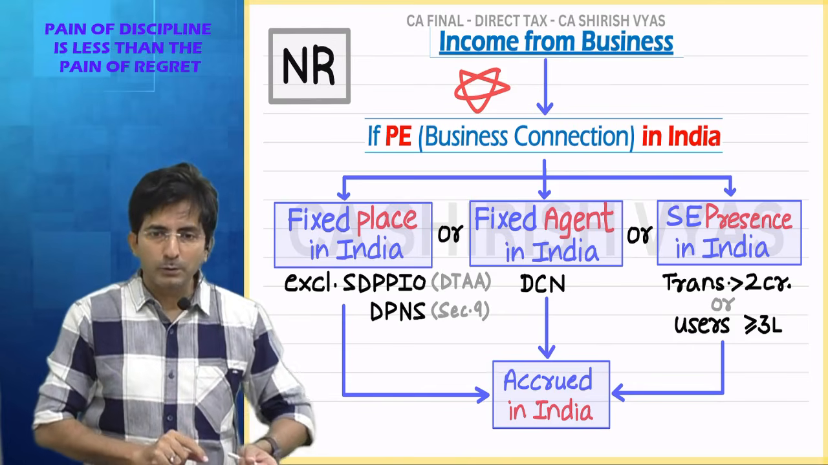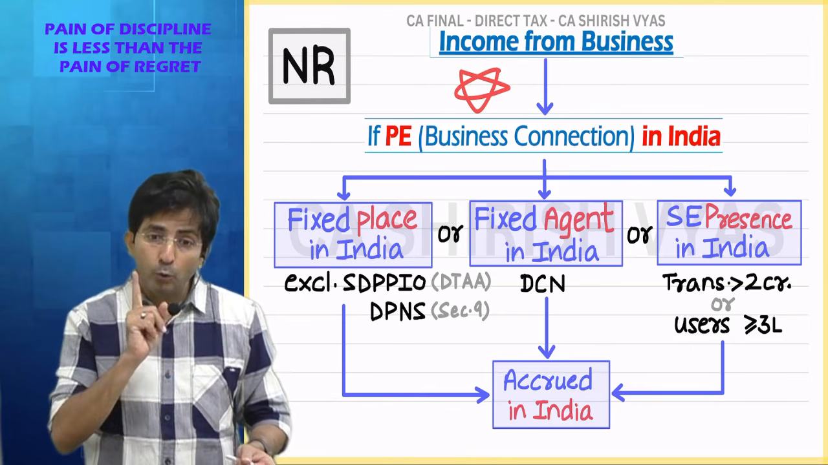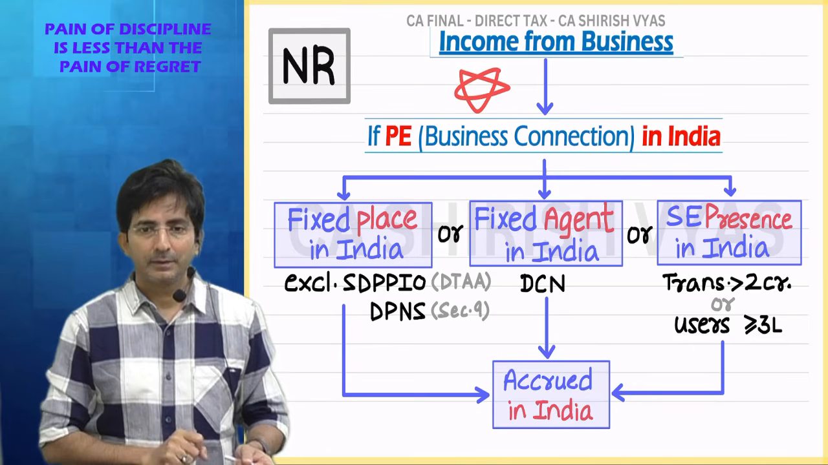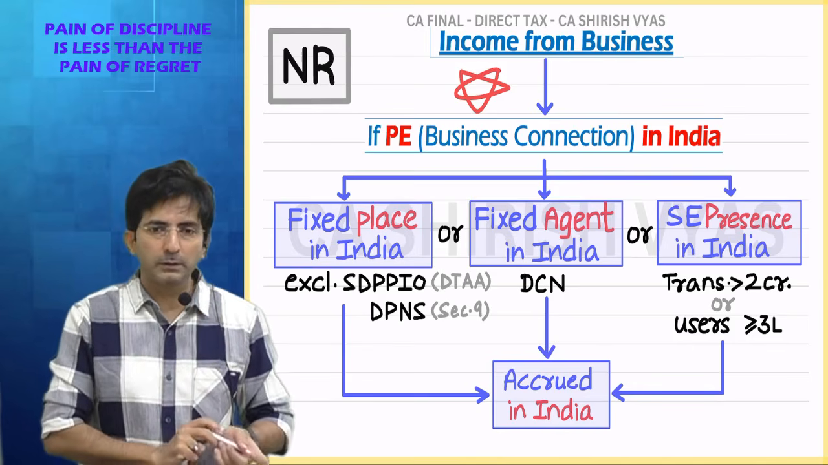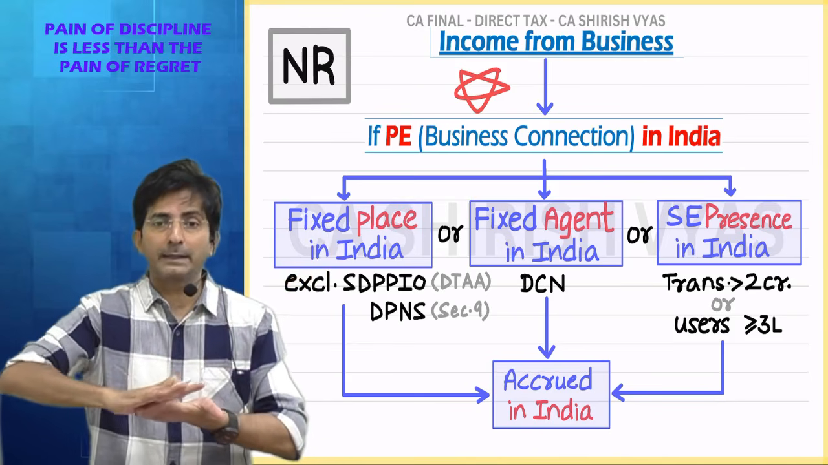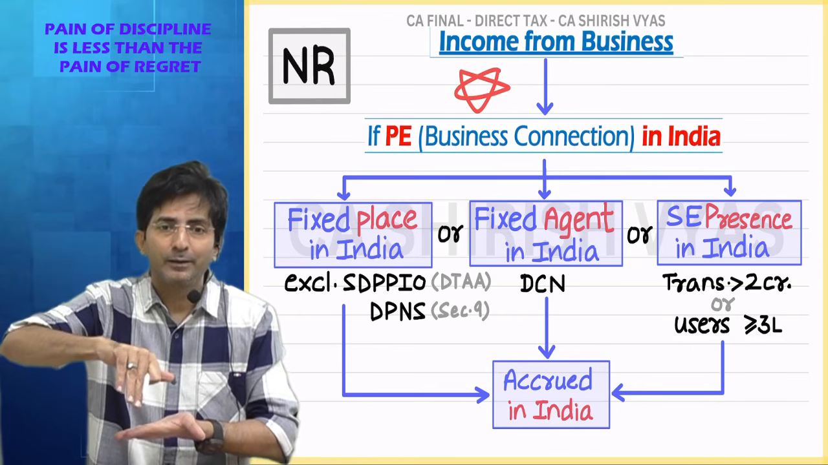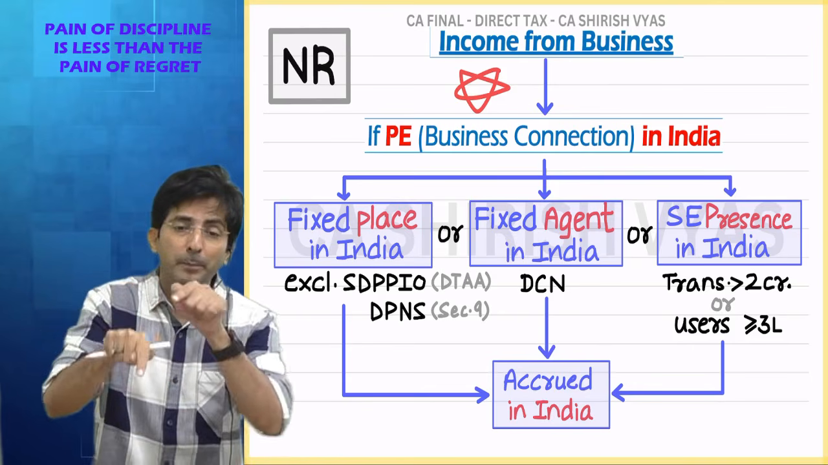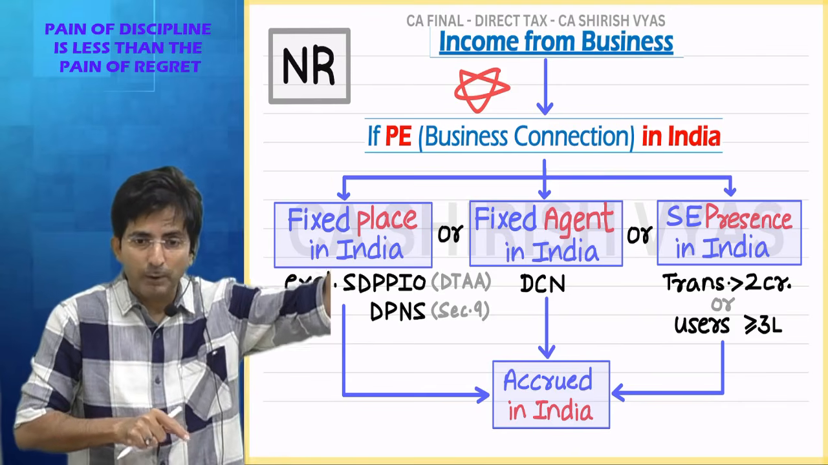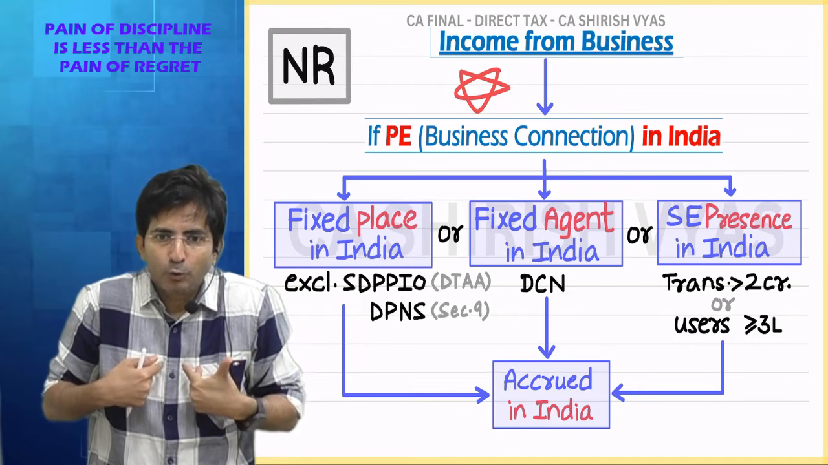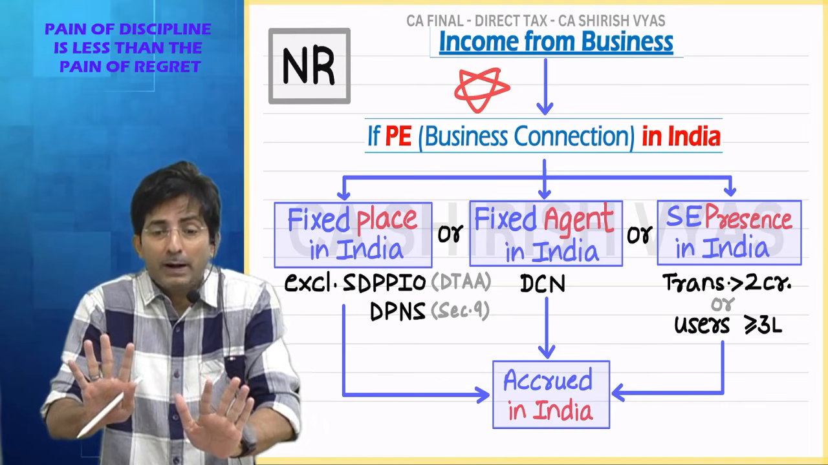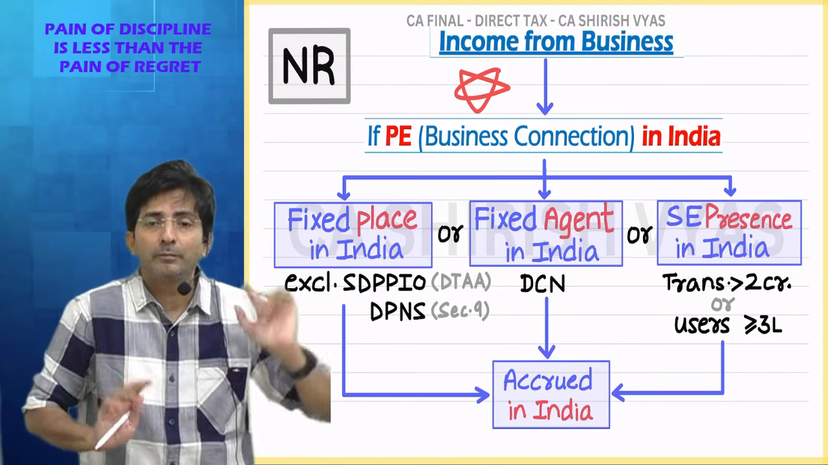Long back, what was the law? The agent should conclude the contract. This was a loophole. Earlier in the law, what was the provision? The agent should be given the authority to conclude the contract. Then only it is called PE in India. So this was a loophole. You know what cheating people used to do? These NR people used to tell the agent, do one thing, you do everything, but don't conclude the contract. Final conclusion we will do.